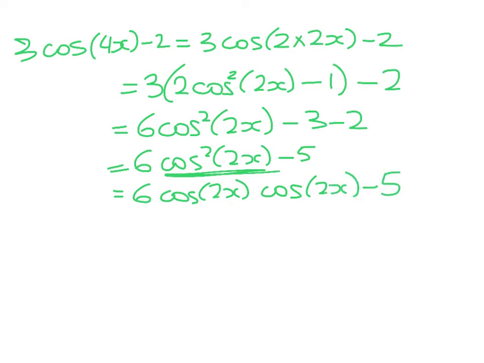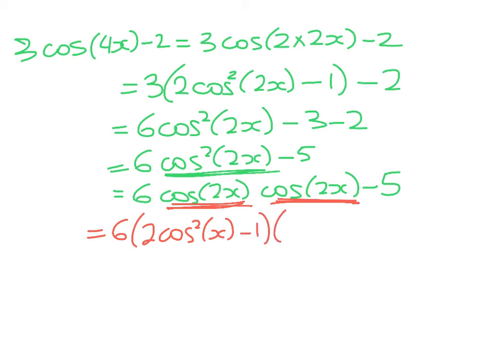Now I've lost it on this slide, but if you look back at the start of the problem, we're heading towards 24 cos to the power of 4x, and so on. So we're going to again do a substitution for cos of 2x, and I'm going to choose the one with 2 cos squared x minus 1. So we get 6 times 2 cos squared of x minus 1 times 2 cos squared of x minus 1 minus 5.